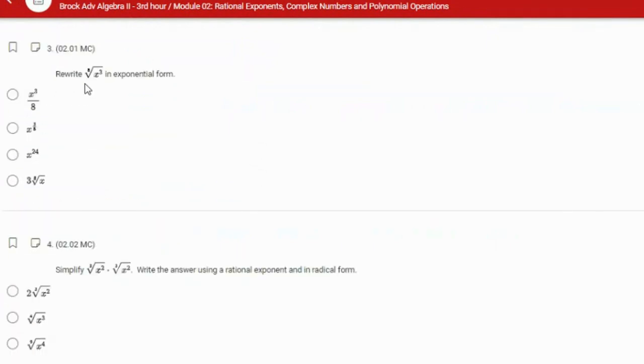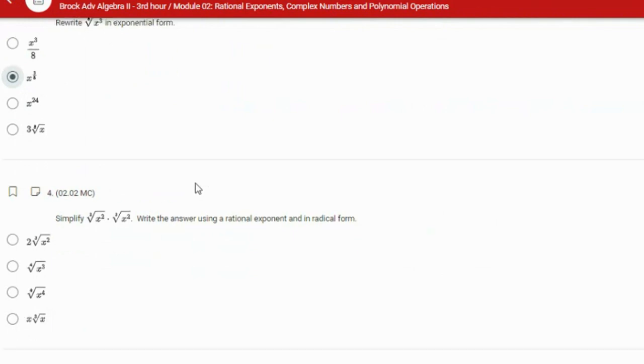All right, rewrite the 8th root of x to the 3rd. Okay, so since the 3rd is underneath with the x, that would be on top of the fraction. So it looks like it's that second one, 3/8. It's hard to see, it's very small, I understand, but that's x to the 3/8. So x to the 24th wouldn't work. This doesn't work. That's the only one it is.